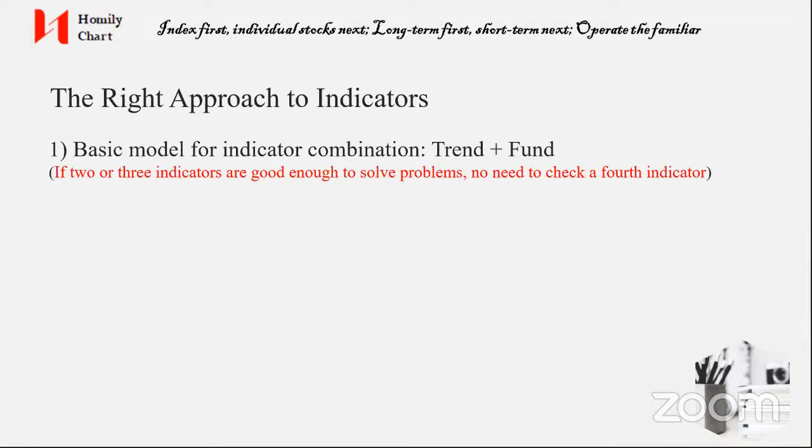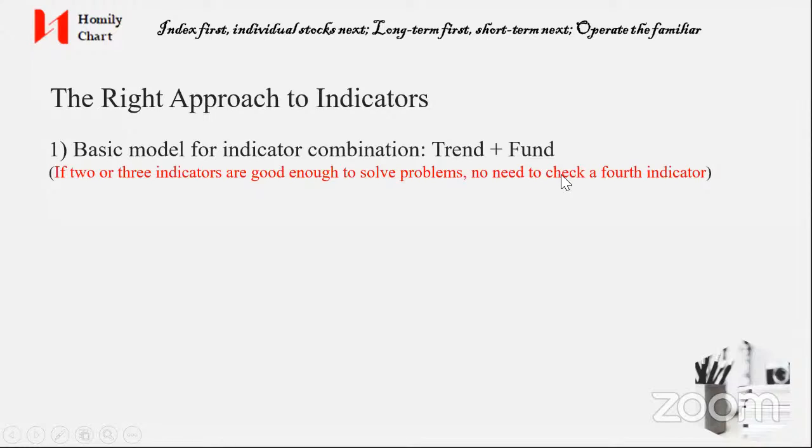Which template, which combination should I use, or which indicators can I combine? Can I combine Homely Position with Homely Rainbow? Can I combine Homely Position with Deviation Expert? Then you get lost, because you don't know the basic model for indicator combination. So the model is: at least one trend indicator plus one fund indicator.